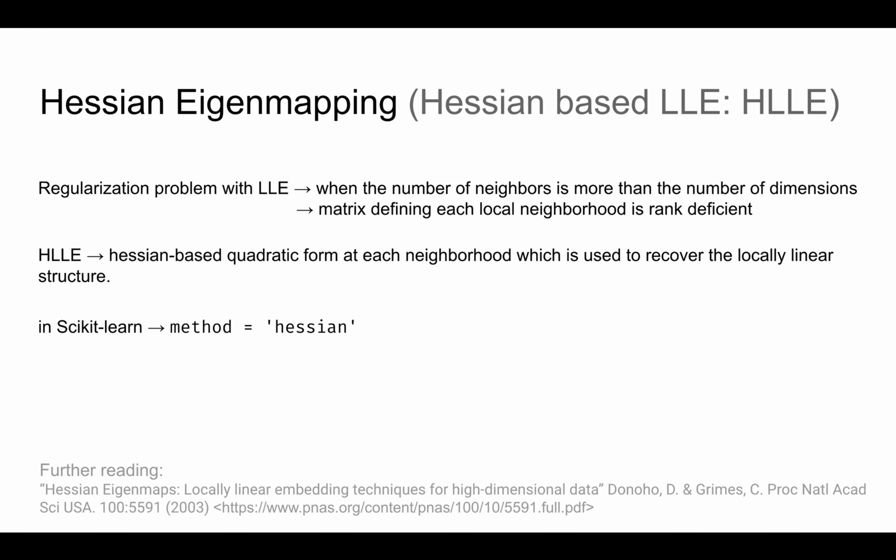Next is Hessian Eigenmapping, or it is also called Hessian based LLE or HLLE. Again, this method tries to overcome the regularization problem with LLE, and it does so by using a Hessian based quadratic form. And I'll explain what Hessian is and what a quadratic form is in the next slide. And to implement this in Scikit-learn, the method we can specify is Hessian.